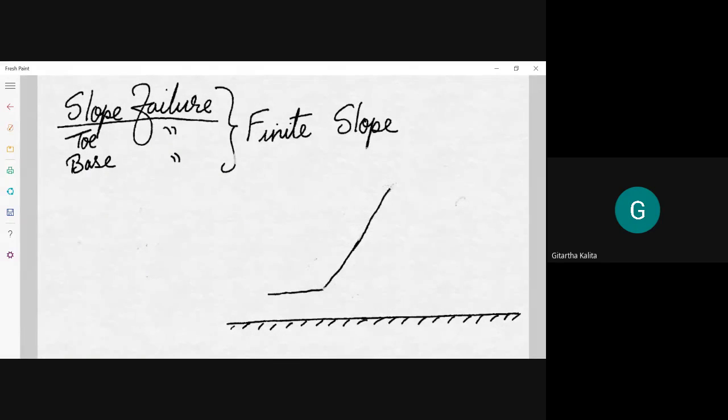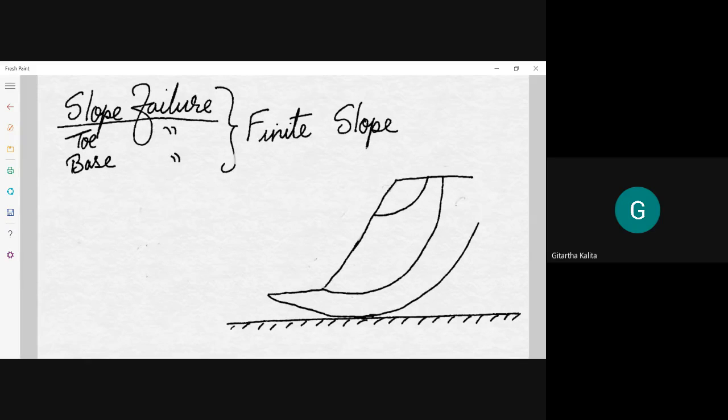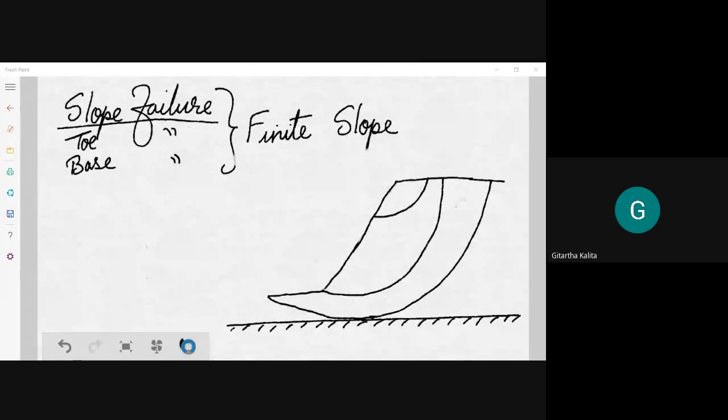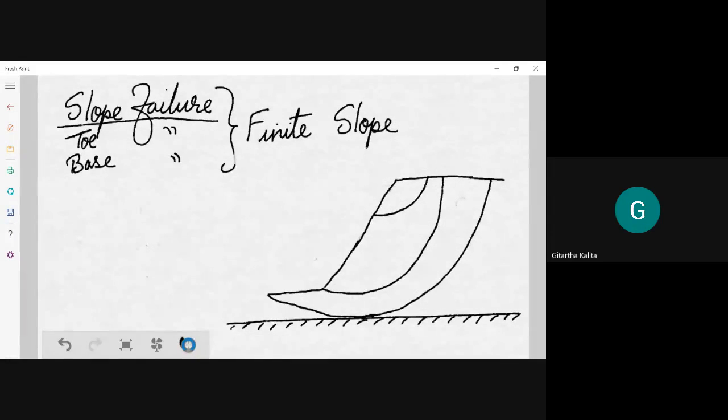So in the finite slope, slope failure is generally happening around this portion. Toe failure is generally happening around this portion, and base failure is generally happening around this portion. Please draw it. I recommend you to draw it, so you can mark it also.